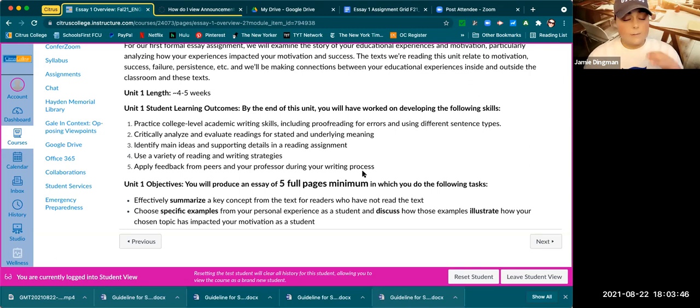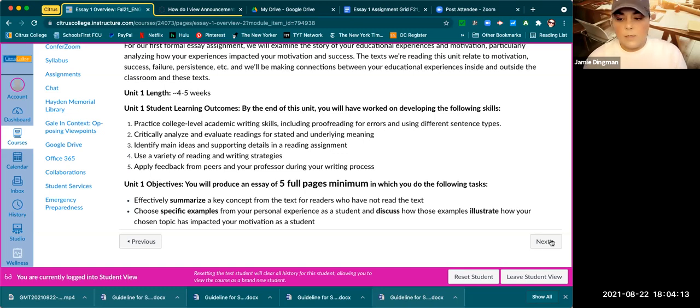What we're really going to focus on is effectively summarizing a key concept from the reading that you chose, one that really connected to your experiences and resonated with you. And we're going to be working on choosing specific examples from your own personal experience as a student and discussing how those examples you're giving illustrate what that reading was talking about.